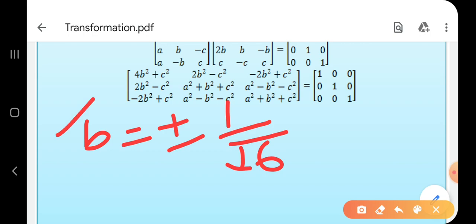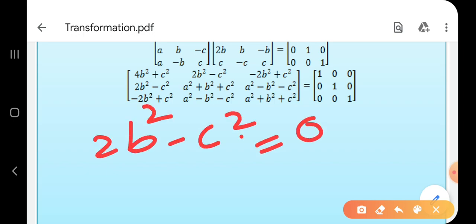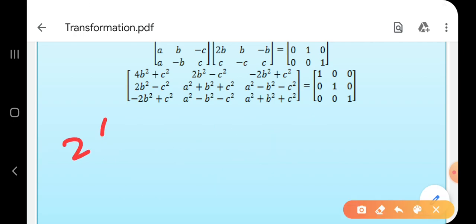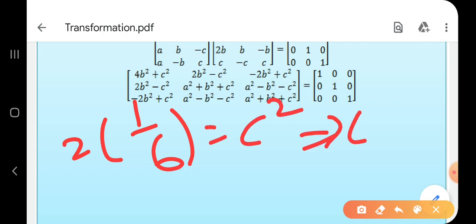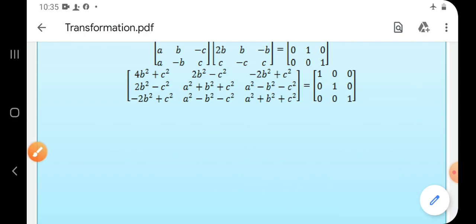Now, I have used the equation 2b square minus c square equal to 0 to find b. This equation I have used. So, from this what I get? 2b square is equal to c square. But what is value of b square? It is 1 by 6. Substitute the value. So, 2 into 1 by 6 is equal to c square. So, what is value of c square for me? 1 by 3. So, c is equal to plus or minus 1 by root 3. Understood? Now, what remains? Only a.